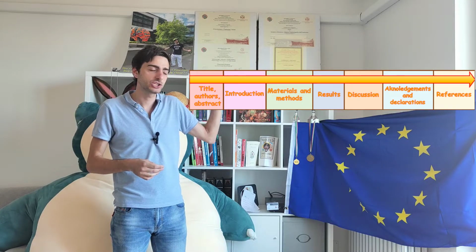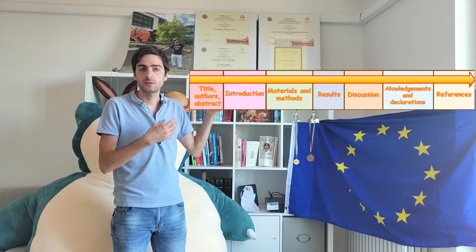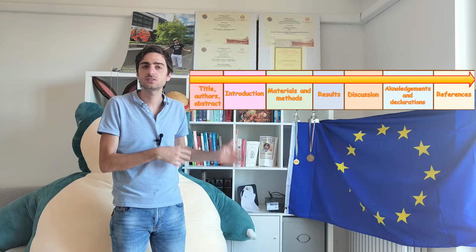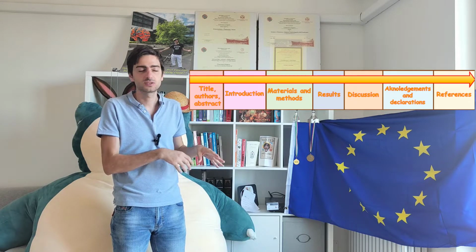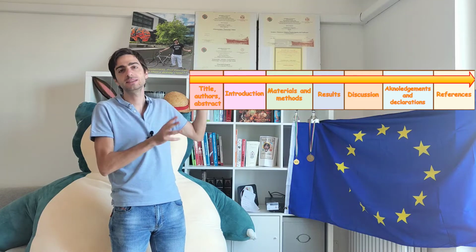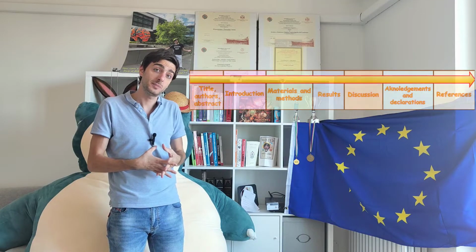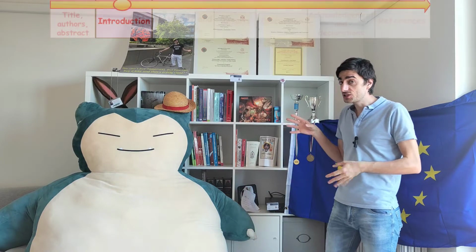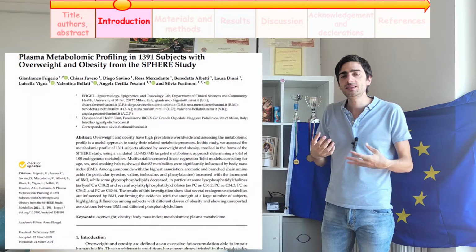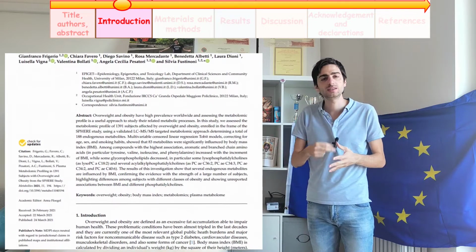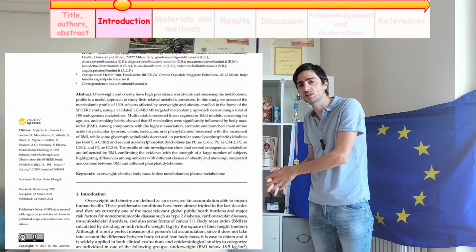There is an introduction section, a materials and methods section, a results section, and a discussion section. These generally are the main sections of a scientific paper. The introduction contains all the information needed to understand what the research is going to be.